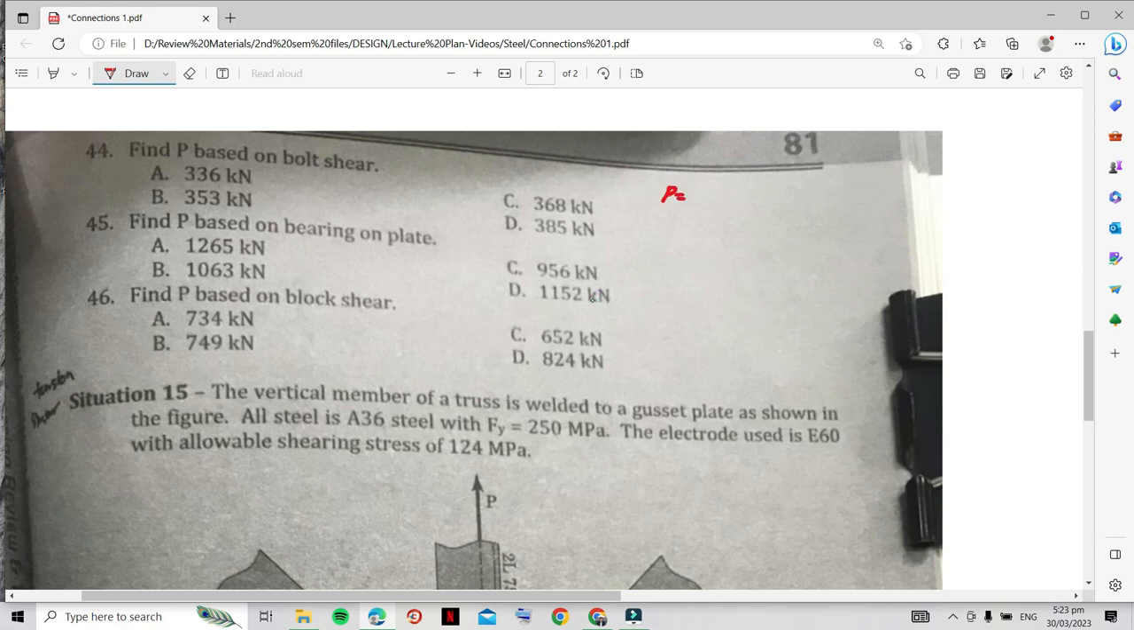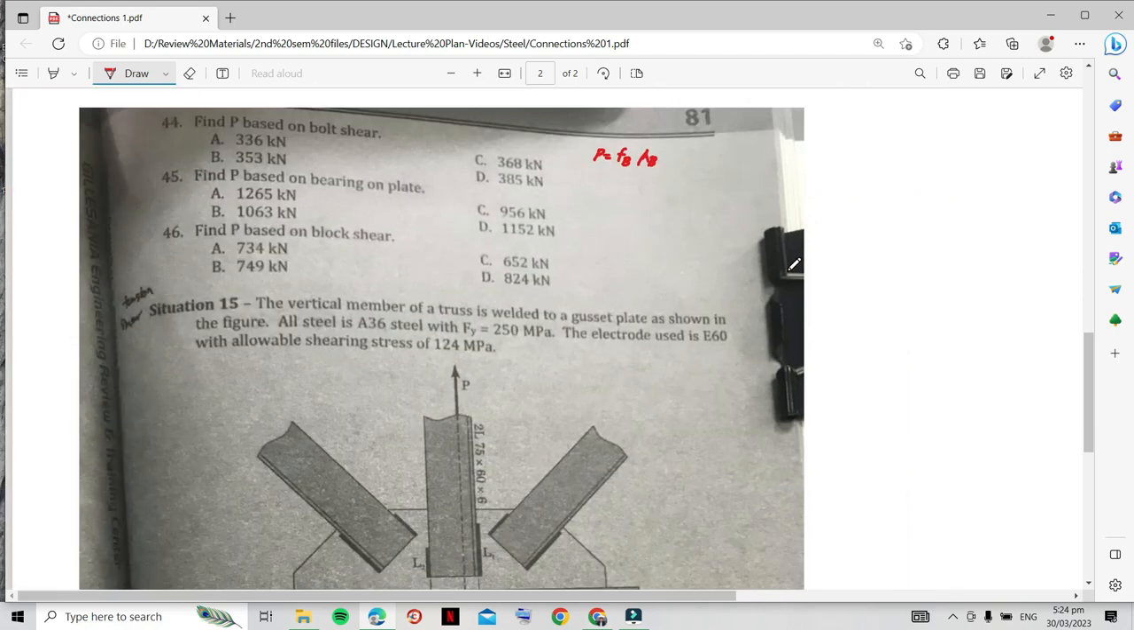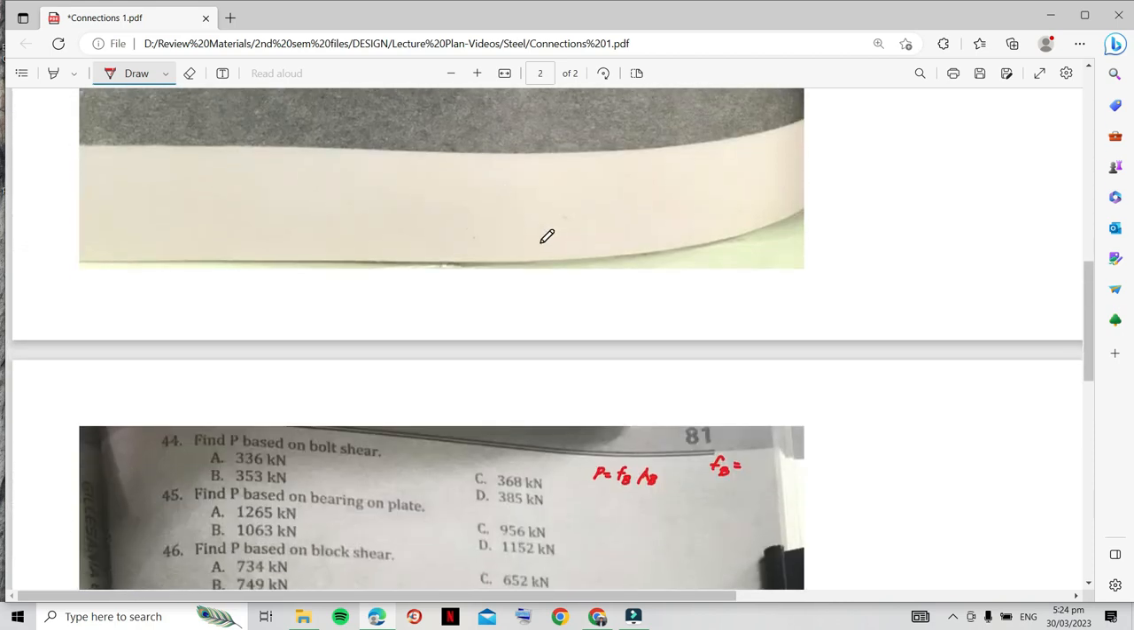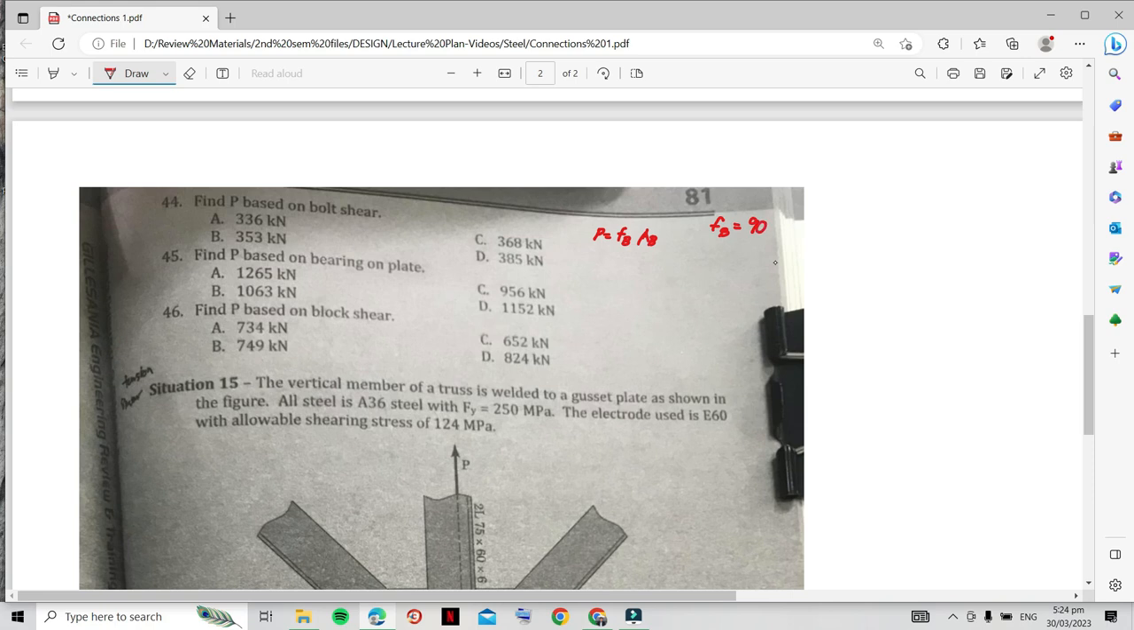P is equal to the maximum stress of bolts times the area of the bolts. The maximum stress of the bolts is given here, 90 MPa, and the area of bolts is pi over 4 times the diameter 25 squared times the number of bolts, which is 8, and we have 1250 pi.